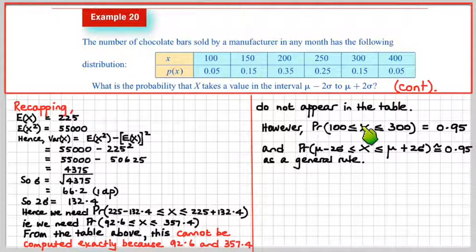However, the probability that x is greater than or equal to 100 and less than or equal to 300, well, I mean, how did they arrive at those figures, I ask you, equals 0.95? Well, yeah, but 100 is not 92.6, and 300 is not 357.4, but that's what they did anyway. So they said, therefore, the probability that x lies within that point there and that point there, aka 92.6 and 357.4, is kind of round about 0.95 as a general rule. Well, I'm sorry, but I don't see that, you know.